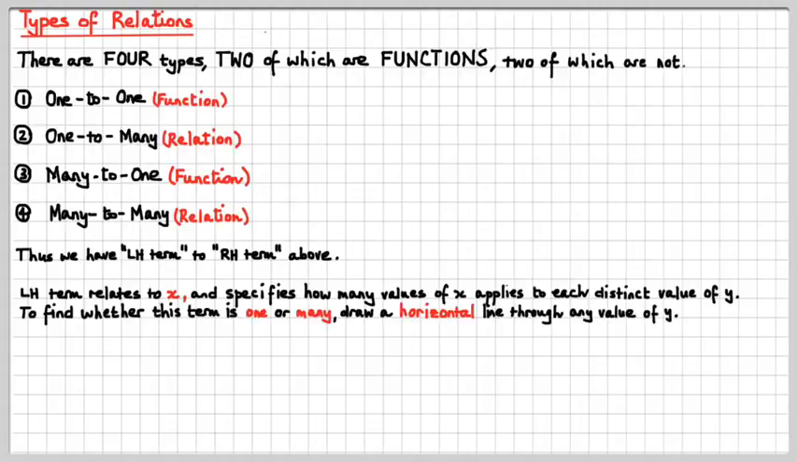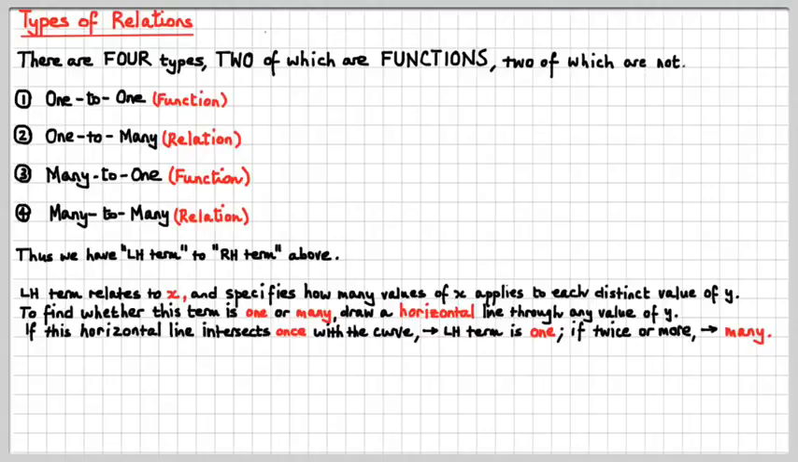Now to find whether this term is one or many, you draw a horizontal line emanating from any value of y on the y-axis. I'll show you how to do that in a minute. And it reveals much, let me tell you. If this horizontal line intersects once with the curve, the left-hand term is said to be a 1. If it intersects twice or more, it's said to be many.